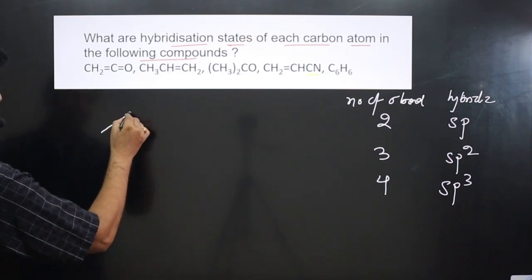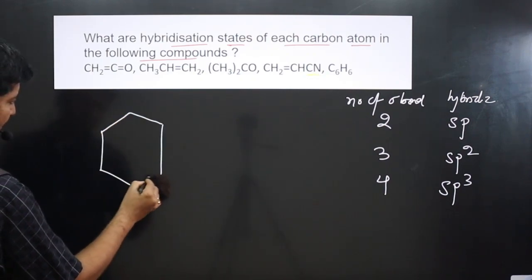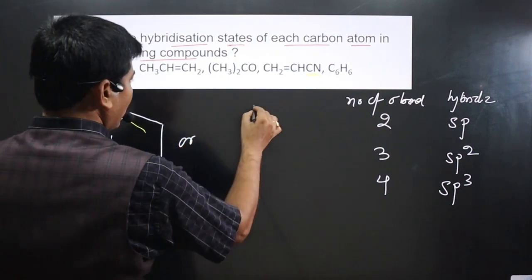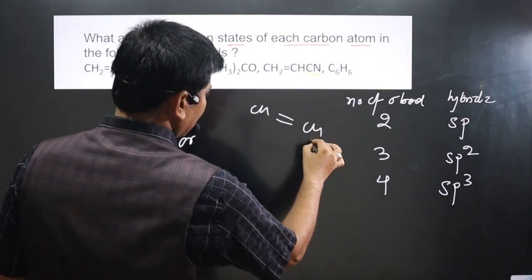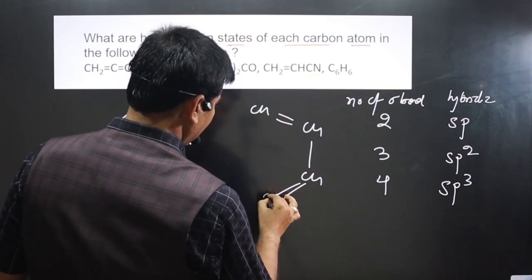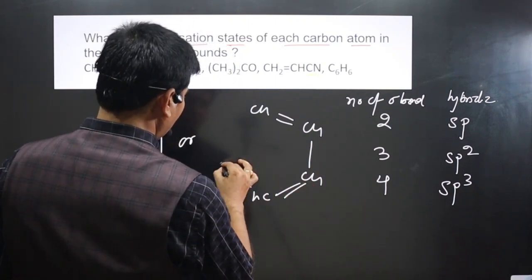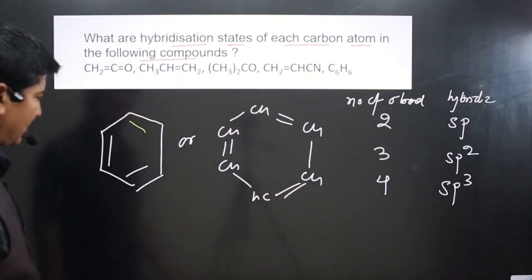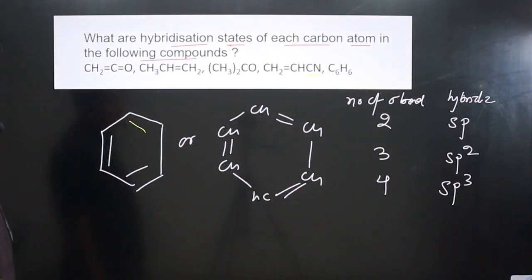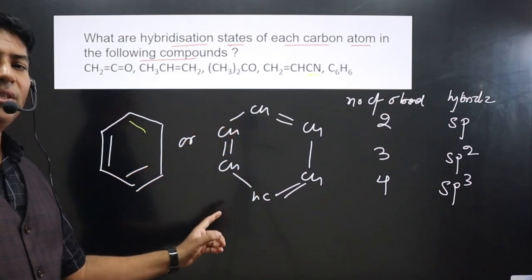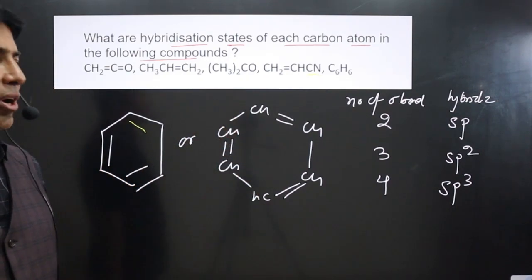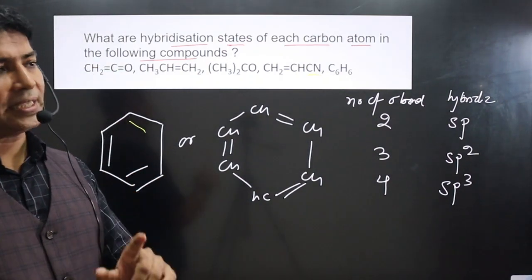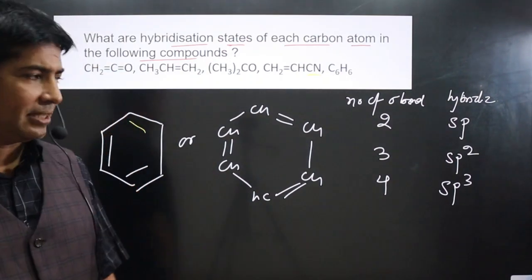So in the benzene ring case, this is the structure we have. It can also be written as CH2 double bond CH, single bond CH, then double bond CH, then single bond CH, and then double bond CH. It can also be written like this. You can see in this benzene ring, each carbon is in the same environment, in the sense they have an equal number of sigma bonds and pi bonds. Hence each carbon will have the same hybridization.